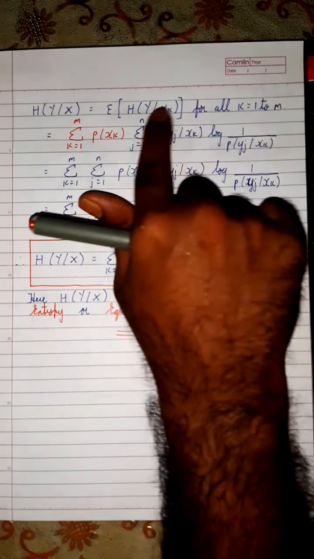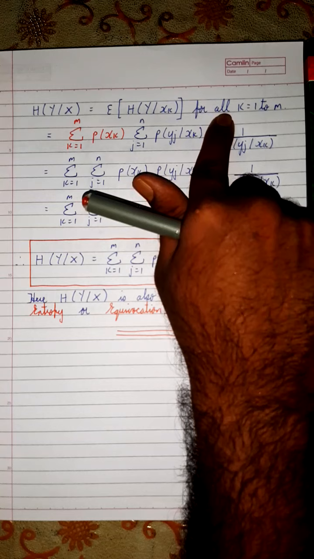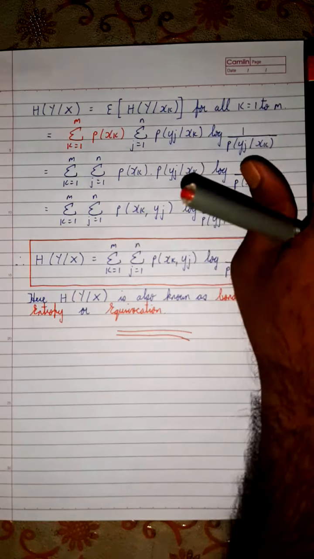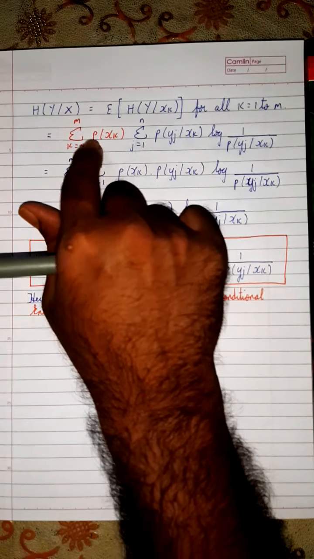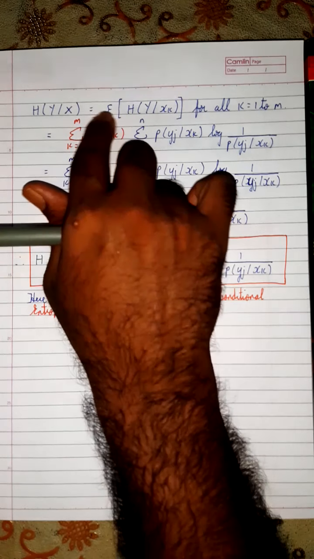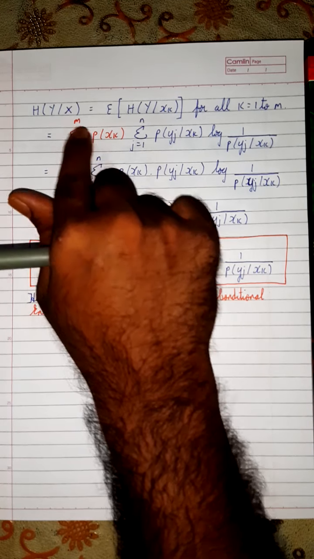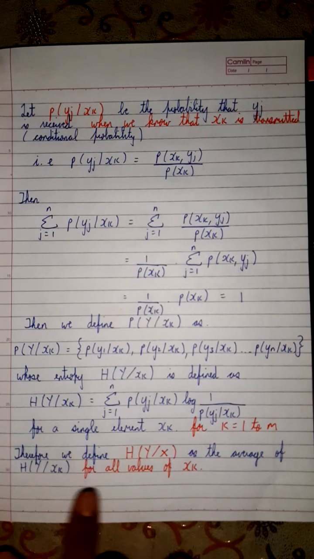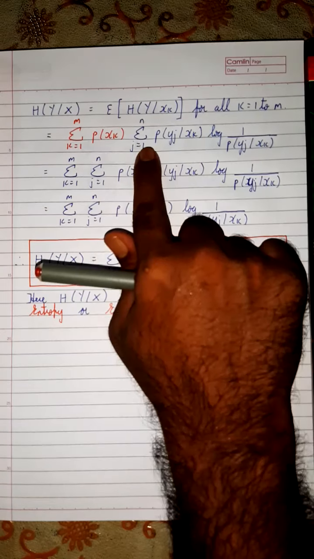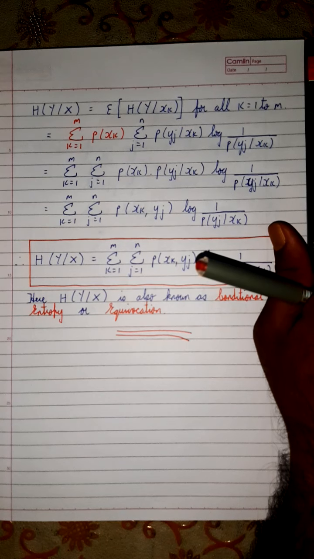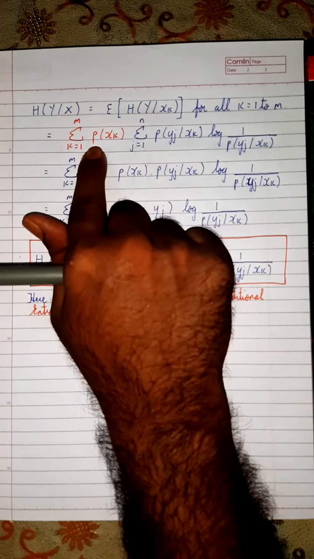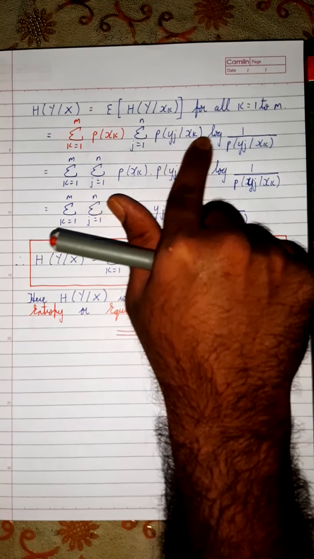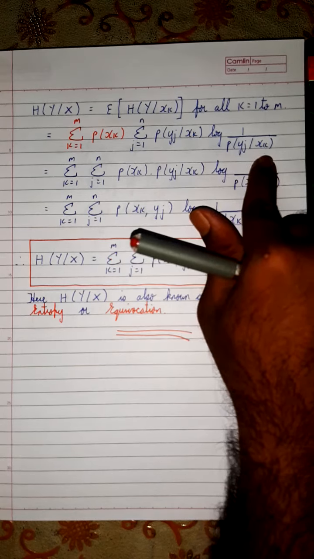So how do I take the average? Like I said before, by multiplying each and every element with its corresponding probability, which means simply multiplying sigma k equal to 1 to m p of xk with this entropy. And that's what we get over here. So sigma k equal to 1 to m p of xk, sigma j equal to 1 to n p of yj by xk log of 1 by p of yj by xk.